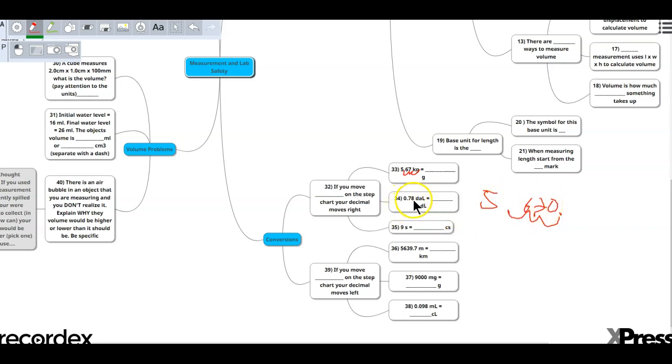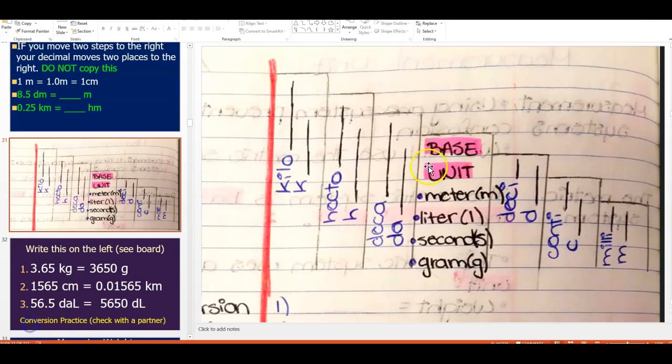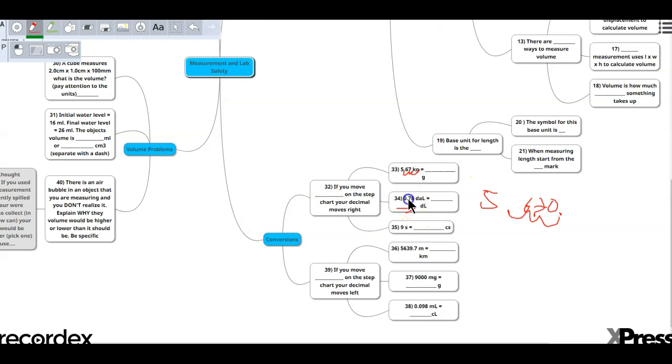This one is asking you to go from deciliters to deciliters. I know that I'm moving to my right this way, so my number is going to get bigger. I just know this because I've looked at it enough. But if you need to, you're coming from here, 1, 2. It's a 2-step. So this would be 78 deciliters.